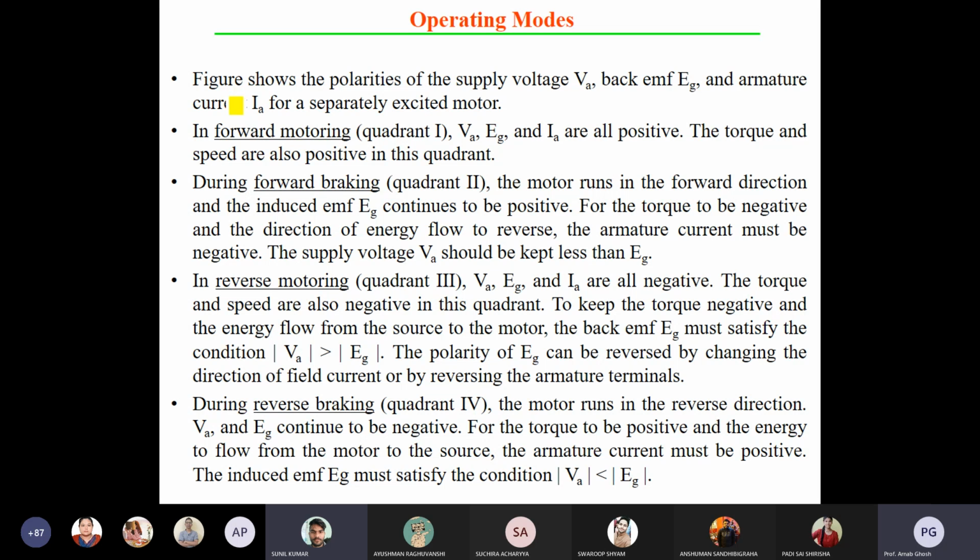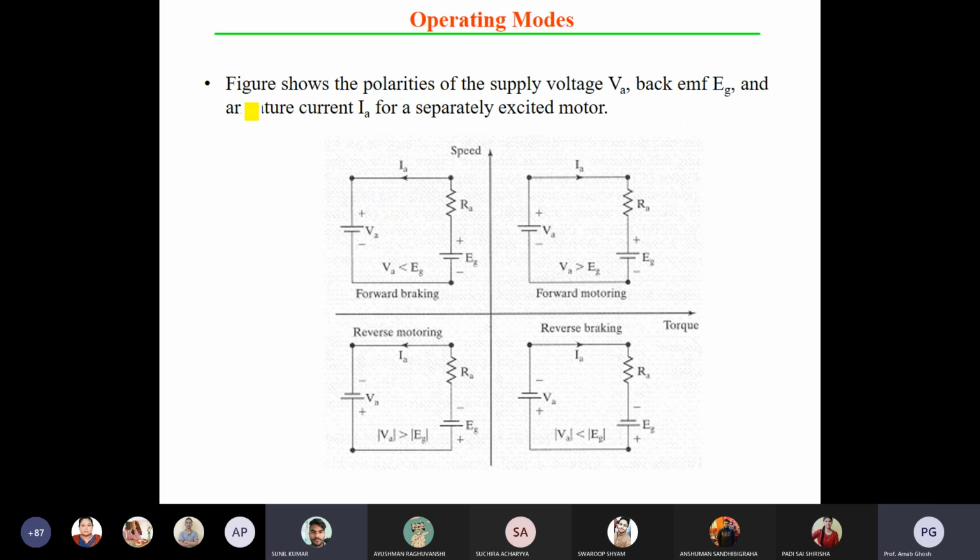So figures, which figures? You can see the four quadrant operation figure. If you are not able to recall that portion, you can open your drives book and go through those portions. Four quadrant operations is very important for any aspects.